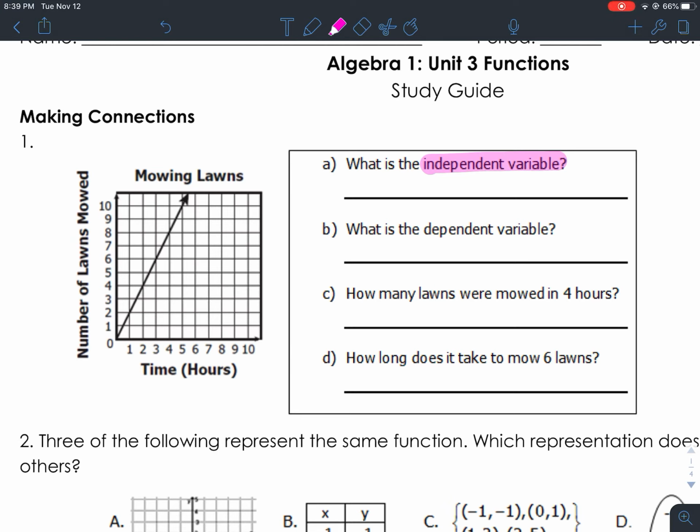Okay, so going through this first one, what's the independent variable? Remember, independent variables are on the x-axis. So for this, it would have to be the time. You could put hours too, it doesn't matter. That's just the specific on that. And then the dependent variable would be your number of lawns mowed.